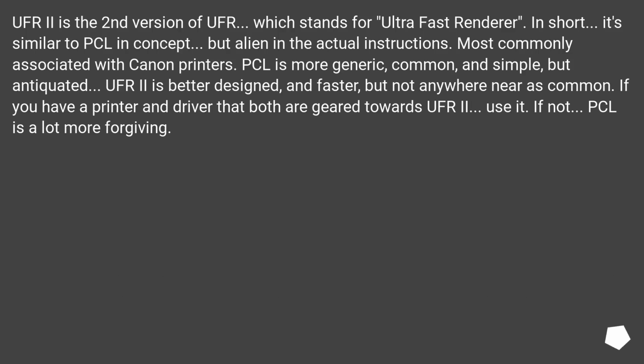UFR II is the second version of UFR, which stands for ultra-fast renderer. In short, it's similar to PCL in concept, but alien in the actual instructions. Most commonly associated with Canon printers. PCL is more generic, common and simple, but antiquated. UFR II is better designed and faster, but not anywhere near as common. If you have a printer and driver that both are geared towards UFR II, use it. If not, PCL is a lot more forgiving.